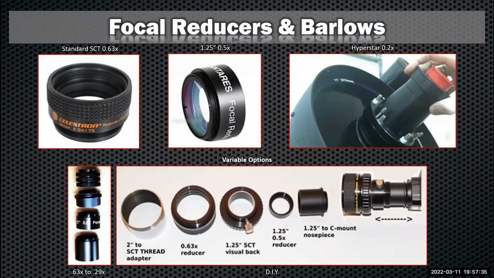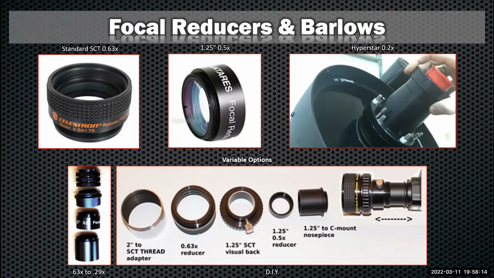I mentioned focal reducers. Here are some examples. We've got the standard SCT focal reducer. There are quite a few out there that I think Antares, GSO, several others make a 1.25" 0.5 focal reducer. I've got one, and it works for small sensors or small chips in cameras. There's a Hyperstar there. Again, if you've got an SCT, you can put that on the front of your corrector plate and do all the connections.